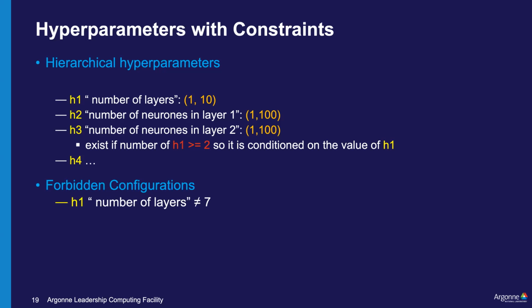Another type of hyperparameter constraint is forbidden configurations. Here it's a bit of a random example, but let's say you want to forbid H1 to take the value 7, so you don't want 7 layers for any reason, you can easily define it.